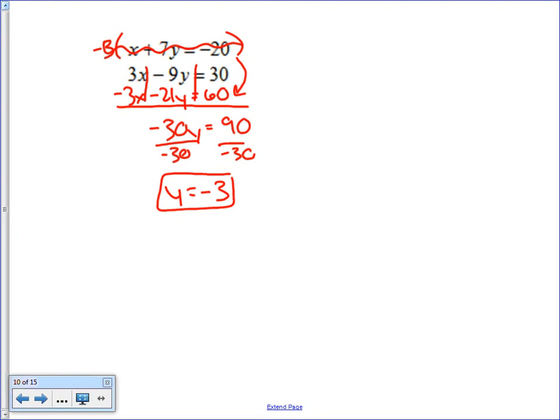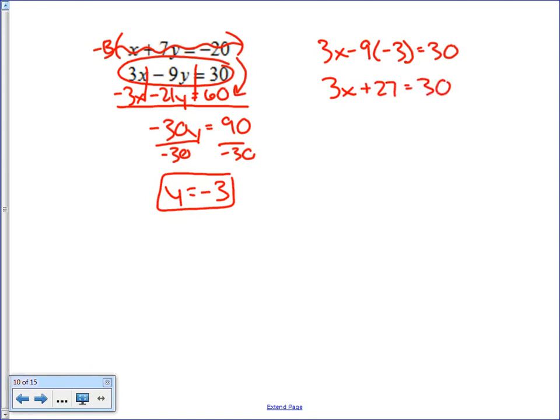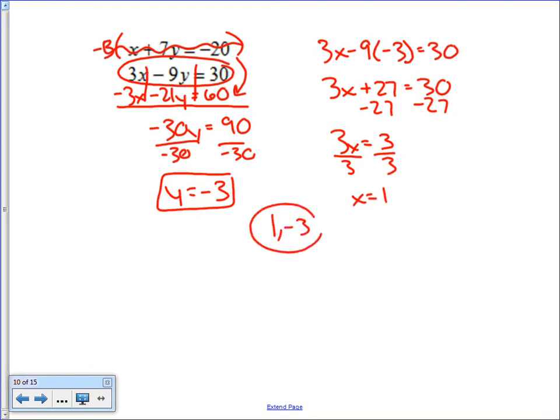Let's look back at one of the equations and plug in that negative 3 for y. Let's maybe use that middle one. So I have 3x minus 9 times negative 3, and that equals 30. So negative 9 times negative 3 gives me a positive 27, and that equals 30. And subtracting 27 on both sides, I get 3x is going to equal positive 3. And dividing by 3 on both sides, I get x equals 1. So the point 1, negative 3, is my coordinate for that.